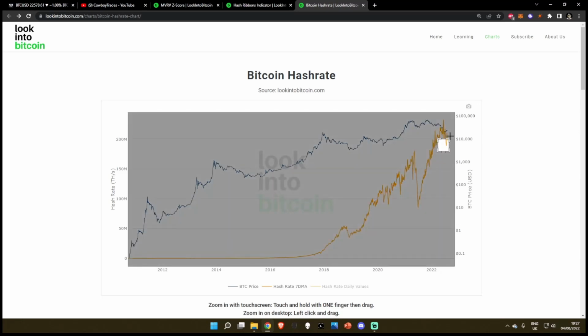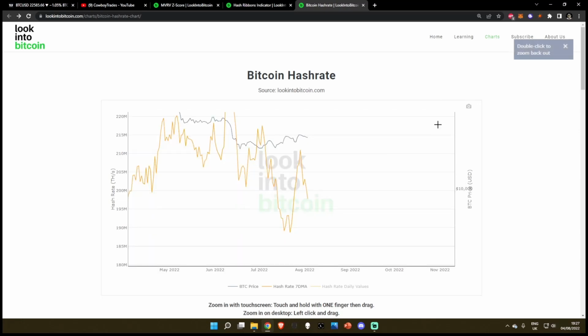Maybe they don't have enough to pay the electricity bills. Maybe the cost of mining Bitcoin is too high and it just doesn't make sense for them to run all these rigs anymore, so they're selling their equipment. For whatever reason, they are turning off their computers.